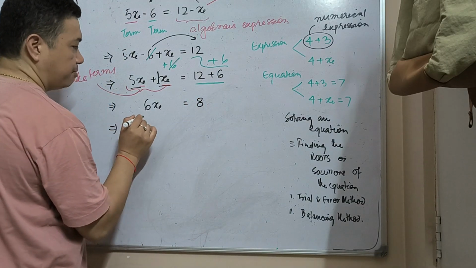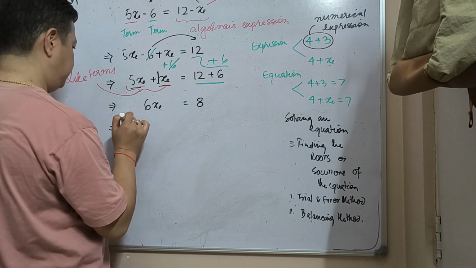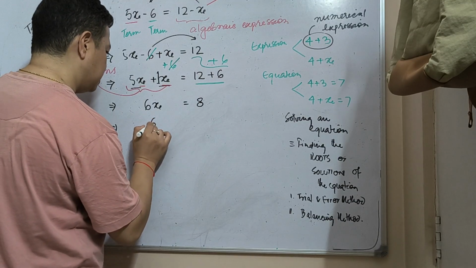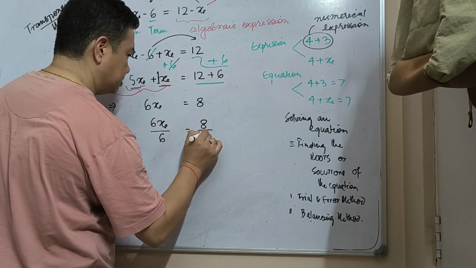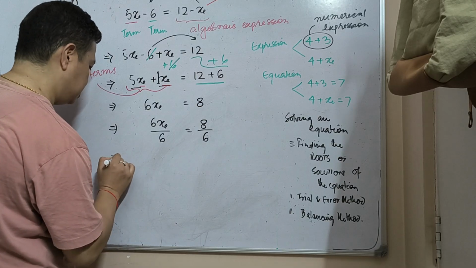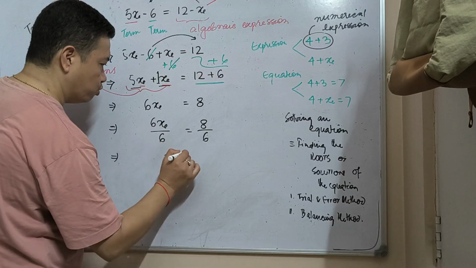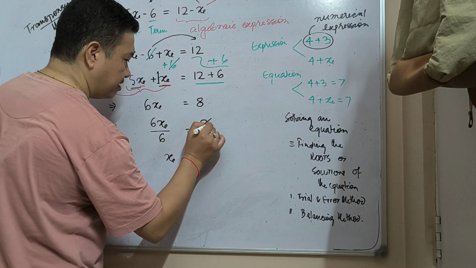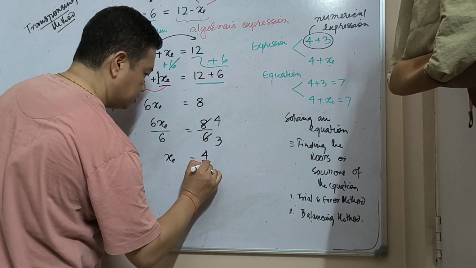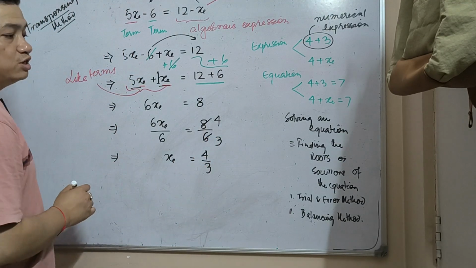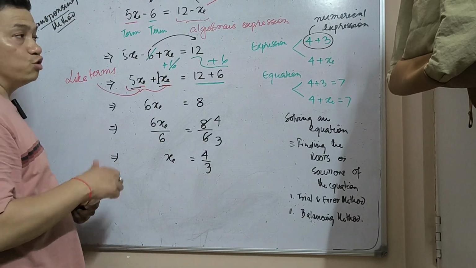Next we'll divide both sides by 6. So it becomes 6x divided by 6, and 8 divided by 6. What remains is x. If we simplify, 2 fours are 8, 2 threes are 6. It becomes 4 by 3. So 4 by 3 is the solution, or root, of the given equation. Hope you understood.